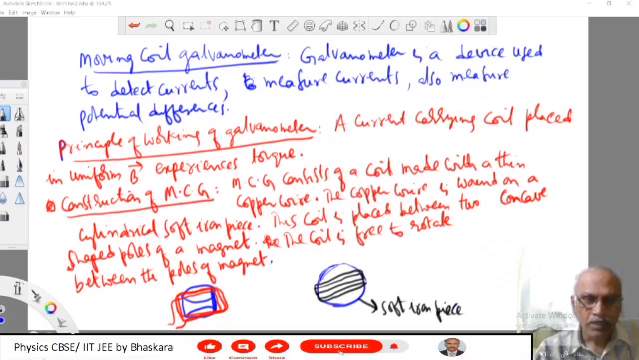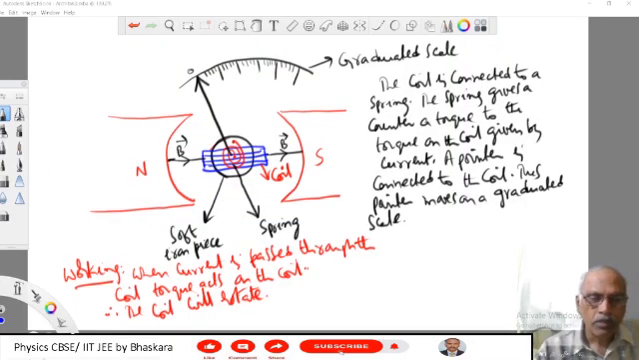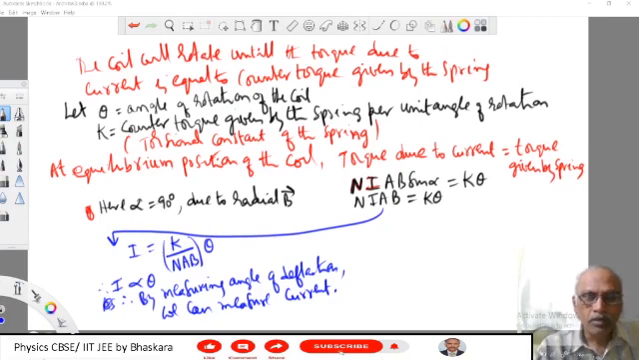What do we mean by radial magnetic field? The field lines are along the radius of the concave shaped poles. As the field lines are along the radius, the direction of the magnetic field is always parallel to the plane of the coil. Parallel to the plane means the magnetic field is perpendicular to the normal drawn to the plane of the coil, so the normal makes 90 degrees with the field.